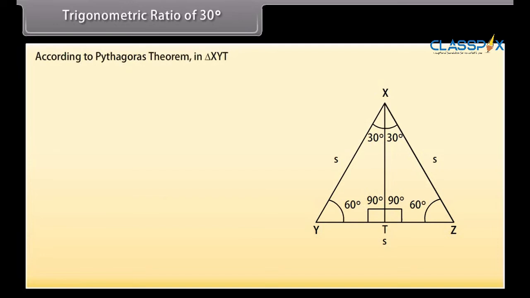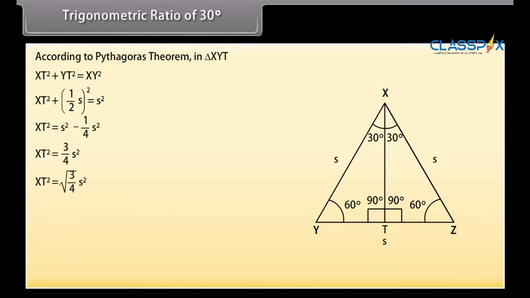According to Pythagoras' theorem, in triangle XYT, XT square plus YT square is equal to XY square. By substituting the values, we get XT square plus 1 upon 2 s whole square equals s square. Now, by calculating it, we get XT square is equal to 3 upon 4 s square, so XT is equal to square root 3 upon 2s.